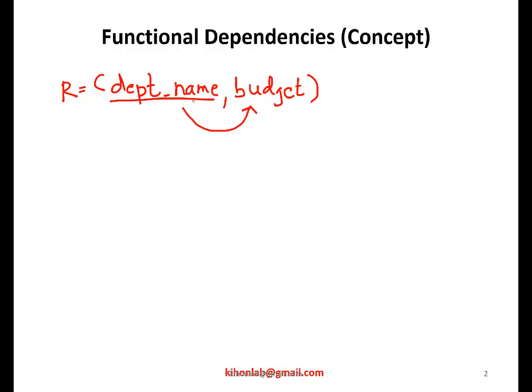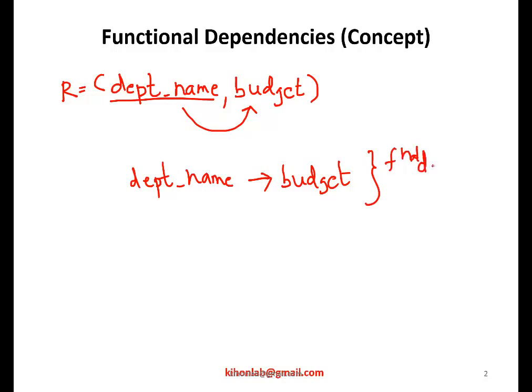So depending on that, the rule of functional dependencies can be set, such as budget is dependent on department name. It could be represented something like this: department name derives budget, and this is called a functional dependency. It means budget is functionally dependent on department name. So that is called the functional dependency.